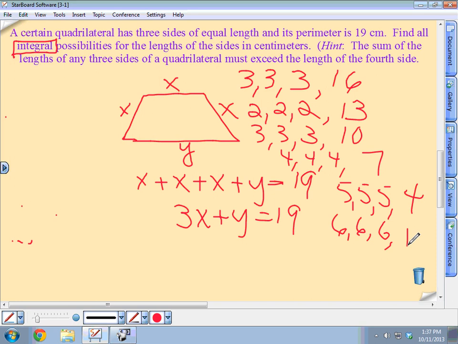We'd already be more than what we need to be. And again, you didn't need the hint, but it gave you a hint that the sum of all the lengths of these 3 sides has to be larger than this last one. That's the only way that it'll become a quadrilateral, because of the angles.